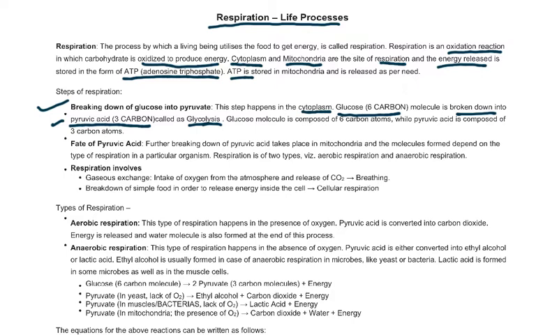Now further, this pyruvic acid is broken down in 2 ways, either in the presence of oxygen or in the absence of oxygen. If it is broken down in the absence of oxygen, it will take place only in the cytoplasm, whereas if it is in the presence of oxygen, it will occur in the mitochondria. On that basis, we have 2 types of respiration: one is aerobic and the other is anaerobic. In aerobic respiration, in the presence of oxygen, the pyruvic acid is further converted into carbon dioxide plus water, and energy is released.